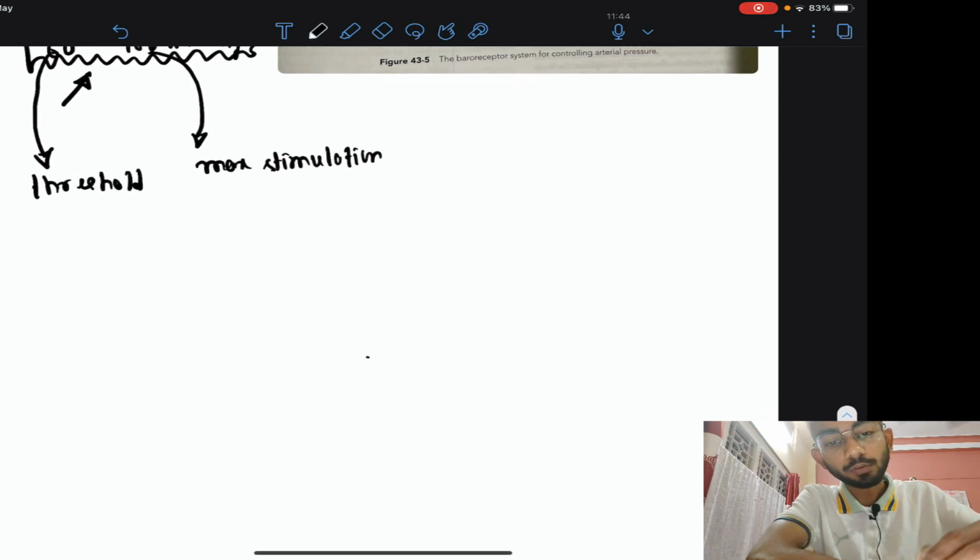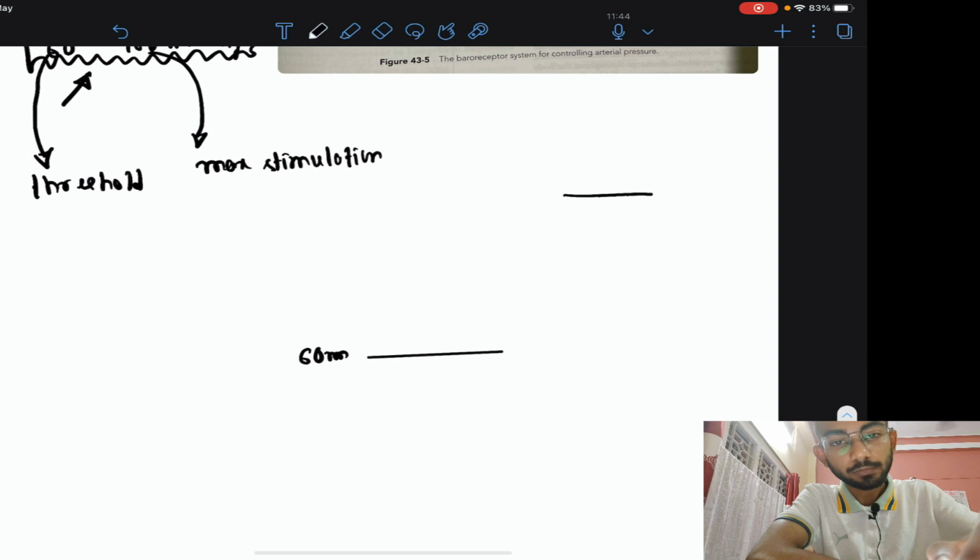So if we plot it in the form of a graph, let us consider that this is 60 millimeter of mercury, and let us consider that this is 180 millimeter of mercury.